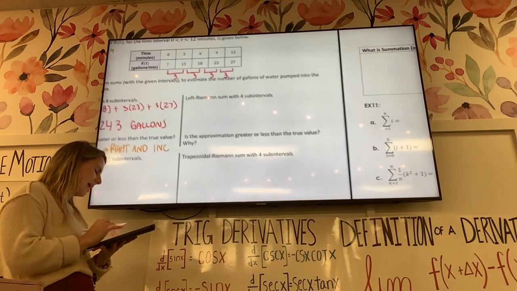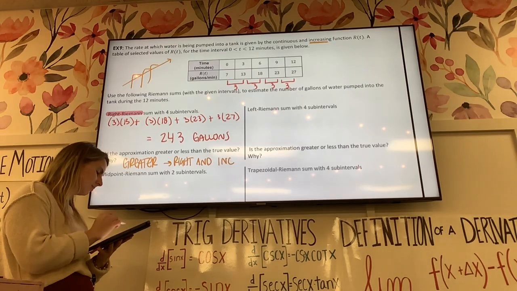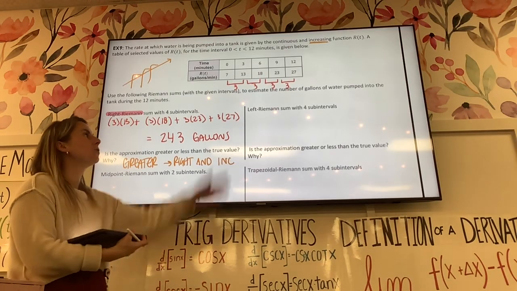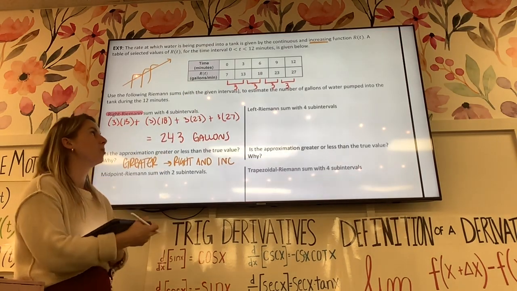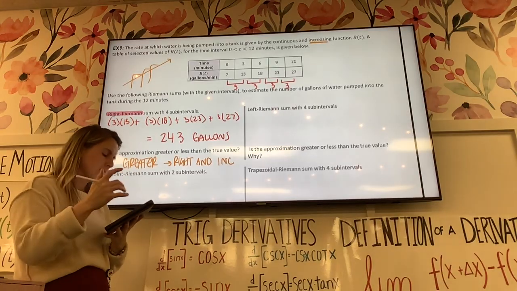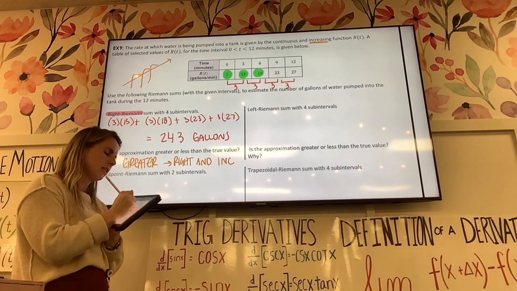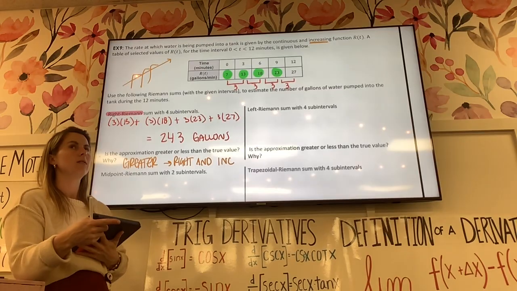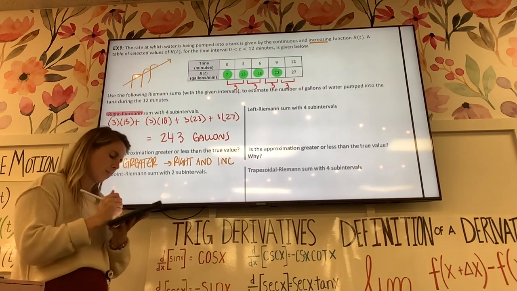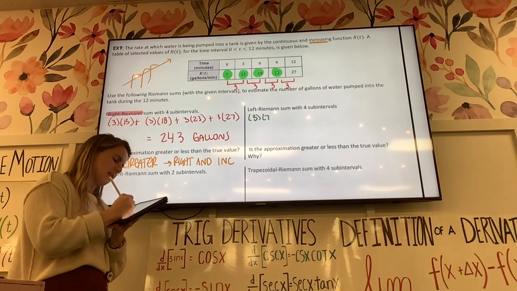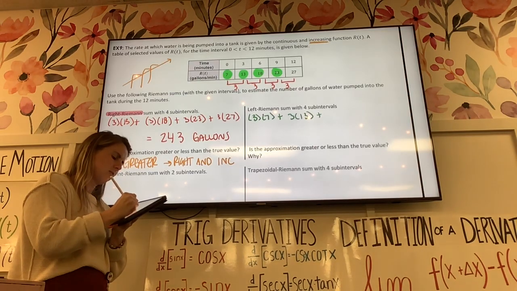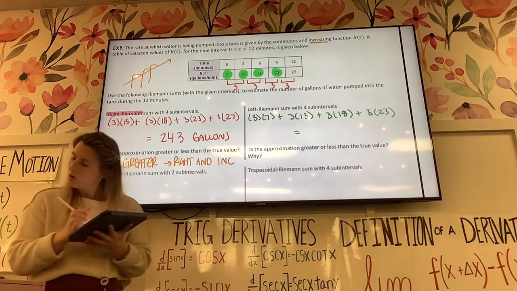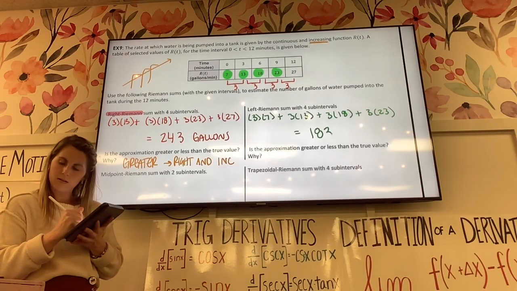Okay, so let's look at the left Riemann sum. You're still having 4 subintervals, so my widths are still going to be 3s across the board, because they're all 3s. But when you're doing a left Riemann sum, you're only using the left points. So we are not going to be including 27 as one of my heights because that is a right point. Does that make sense? Okay, so you've got 3 times 7 plus 3 times 13 plus 3 times 18 plus 3 times 23, which is going to give you 183 gallons.